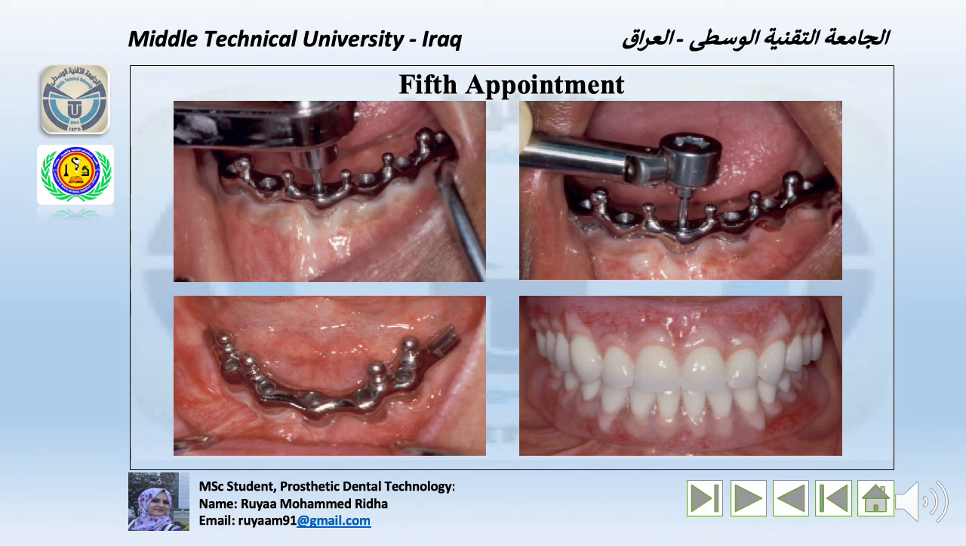After completing the screwing of the implants, the connecting bar should cause no pain upon insertion. Finally, insert the overdenture in the patient's mouth, and the occlusion is evaluated and modified as required for bilateral balance. And the final prostheses are delivered.